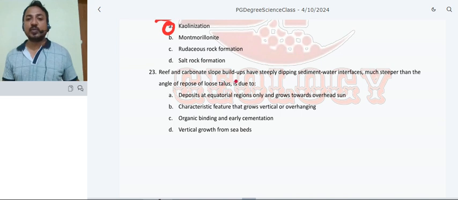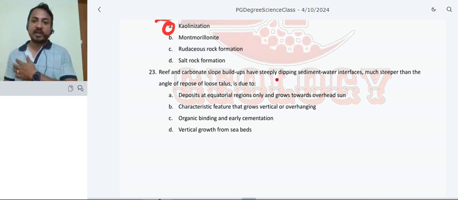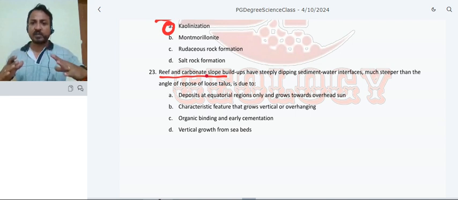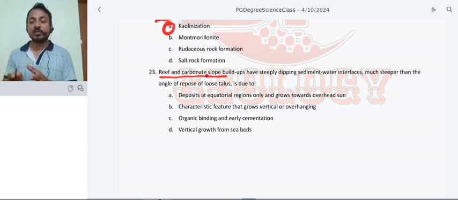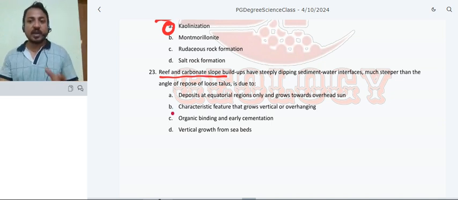Then reef and carbonate slope buildups have a steeply dipping sediment water interface, much steeper than the angle of repose of loose talus. This is because reef carbonates are bindstone and framestone. If you gather loose sediments, they have a very low angle of repose. If you gather consolidated sediments, like a cement wall, it is very steep. But if you use loose sediments to create a wall, it will not be as steep as a cement wall. The cement wall is steep because of its binding property, because they are bound to each other.